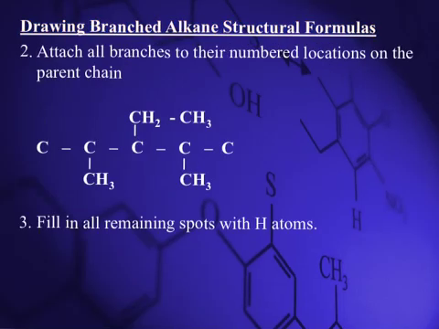As you saw on the last slide, the first prefix that comes up is 3-ethyl. So we need an ethyl branch, which is right here, at position 3. 1, 2, 3, 4, 5. The next branch was 2,4-dimethyl. Dimethyl tells us there are going to be 2 methyl branches, one at position 2 and one at position 4. So here's the methyl branch at position 2 and another at position 4.